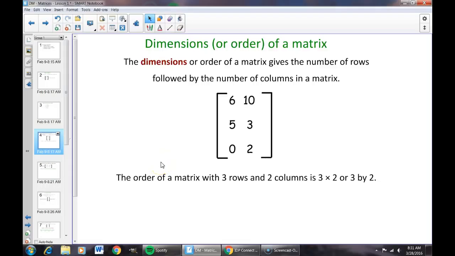Alright, so as stated before, the dimensions or order of a matrix gives the number of rows followed by the number of columns in the matrix. So using the same example, the order of this matrix will be 3 rows and 2 columns, or 3 by 2, or written out with the word by in between, 3 by 2. It's usually represented in this format with a multiplication symbol between them.